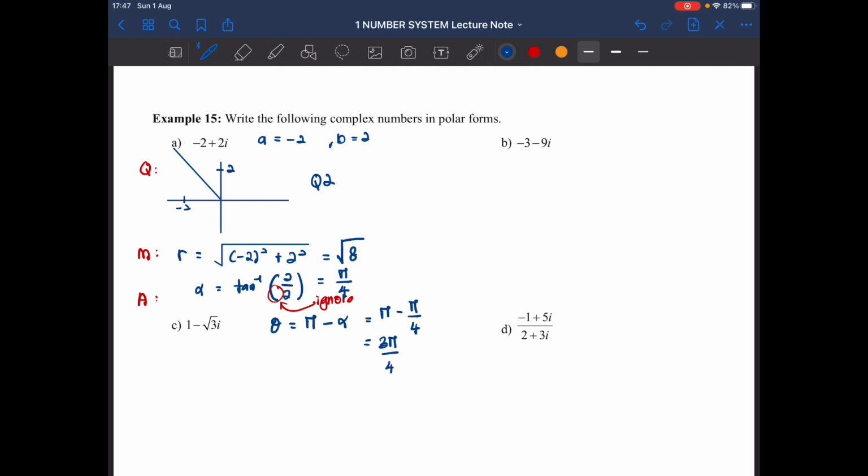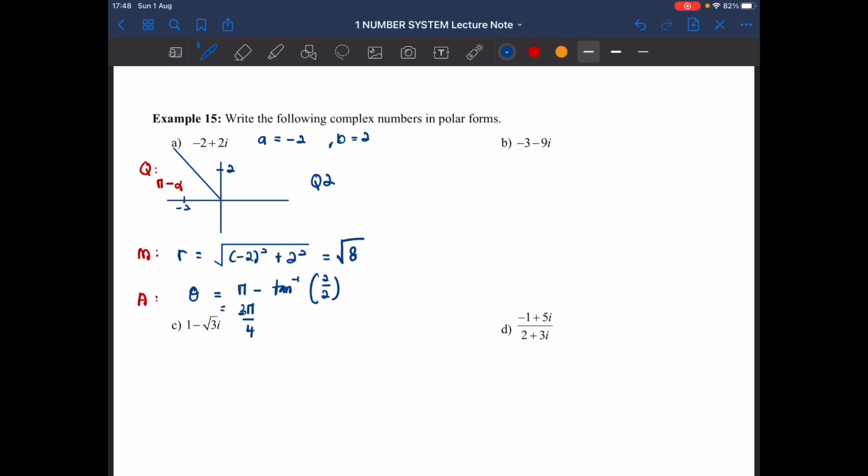Okay, alright. So for the argument, you can find alpha first, or you can do it directly. We know that the formula here is pi minus alpha. Then straight away we can calculate our argument. Theta is equal to pi minus alpha, which is inverse tangent of B over A, ignoring the sign. You will get 3 pi over 4. If you already know the formula, you can calculate directly. No need to find alpha first and then theta.